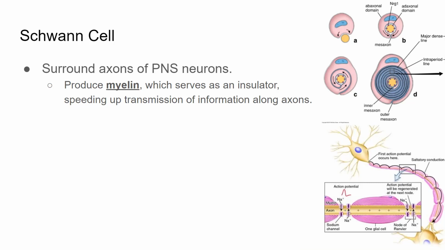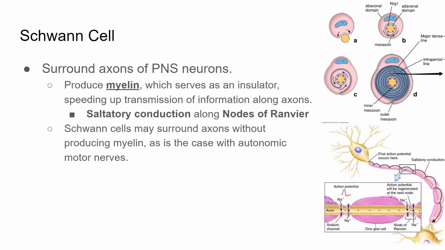It makes your signals go a lot faster, it makes sense, right? This is called saltatory conduction. All that means is that you have myelin insulating the axon, so it's going fast. The little nodes where you have sodium channels are called nodes of Ranvier. Schwann cells don't always produce myelin.